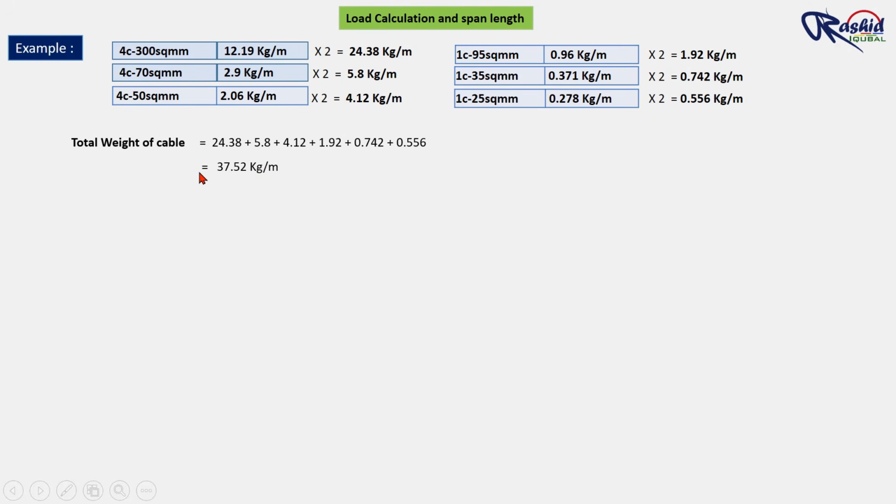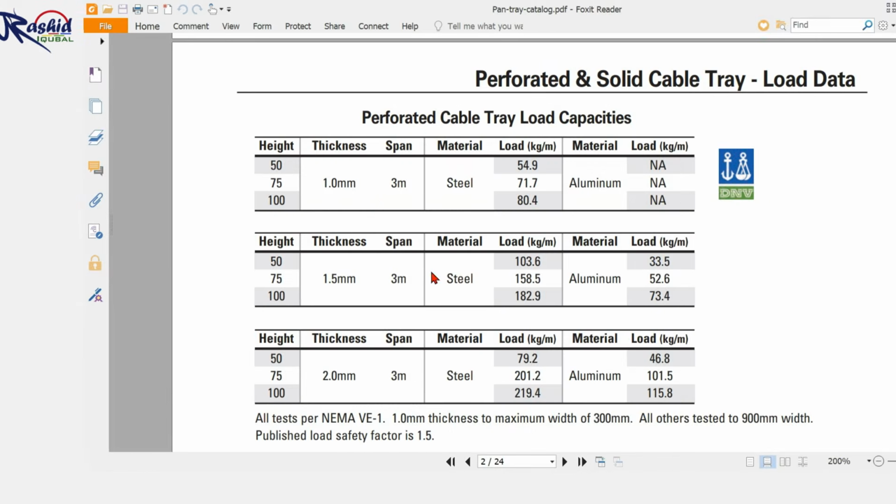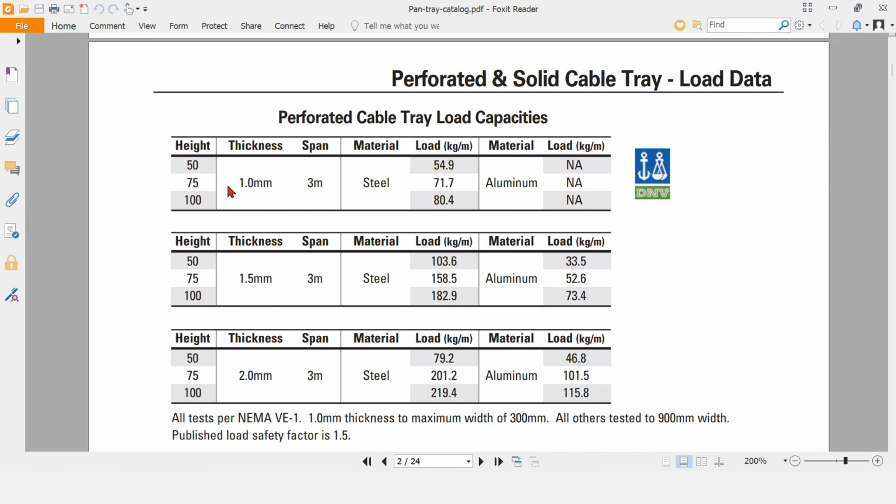Now we will select the cable tray that can support this weight. From the manufacturer catalog, we can see the load capacity. Since we have selected a 600 mm wide tray with 100 mm flange height, the next step is to check its load bearing capacity. Here you can see that this cable tray with 1 mm thickness and 100 mm flange height has a load capacity of 80.4 kilogram per meter.